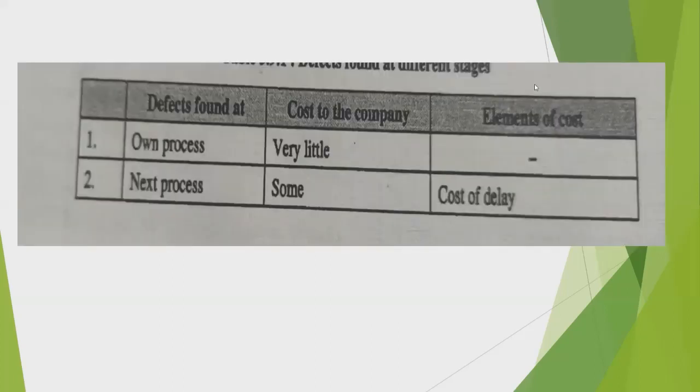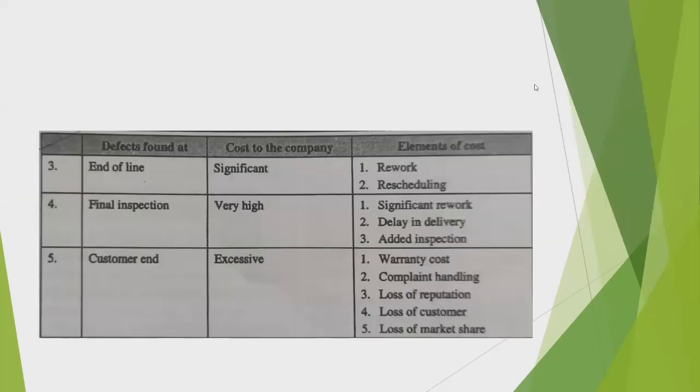Defects found in process cost very little, as we have seen in the diagram. In the next process there is some cost of delay. Then at the end of the line, significant rework. Elements of cost: rework, rescheduling. At final inspection, very high: significant rework, delay in delivery, added inspection. At the customer end, excessive warranty cost, complaint handling, loss of reputation, loss of customer, loss of market share.